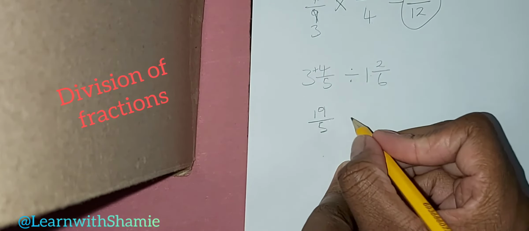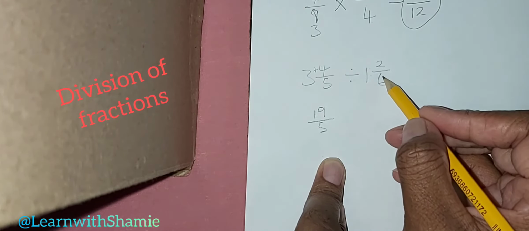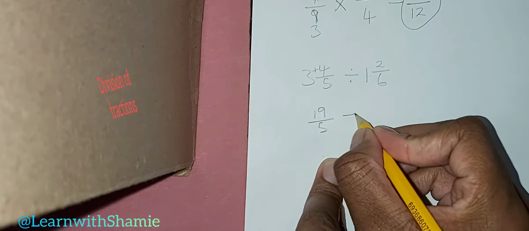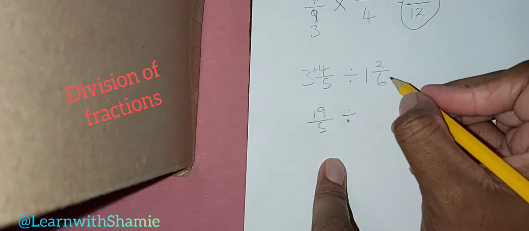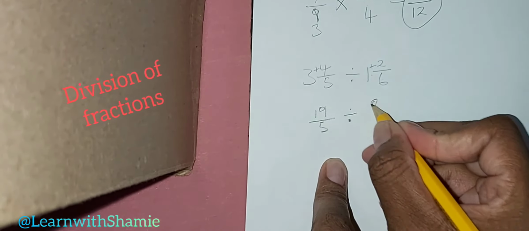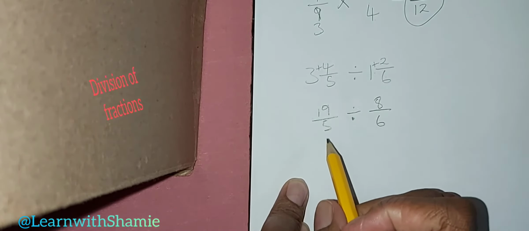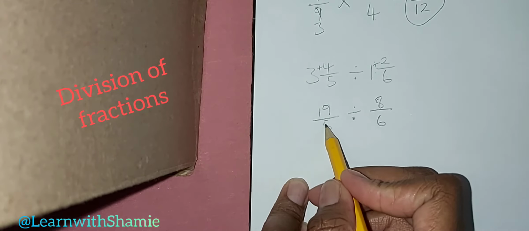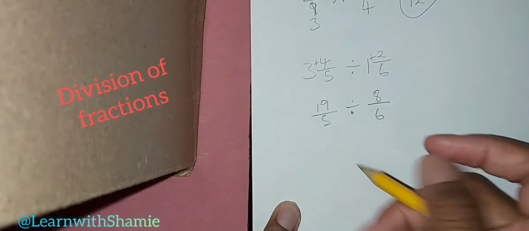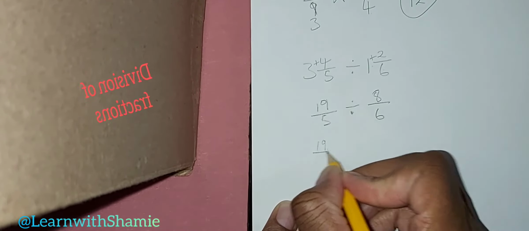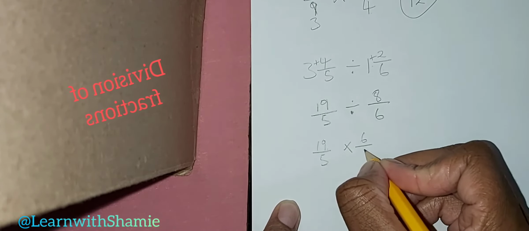We're not going to change the sign as yet because we're just turning the mixed fraction into an improper fraction, so the sign remains. So 6 times 1 is 6 plus 2 is 8. So there you have 8 over 6. Now remember the first rule. You're going to leave me, change me, and flip me or turn me, whichever you want to call it. So you said 19 over 5 multiplied by 6 over 8.